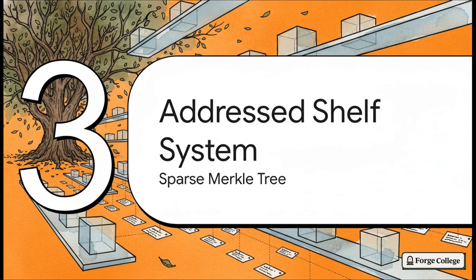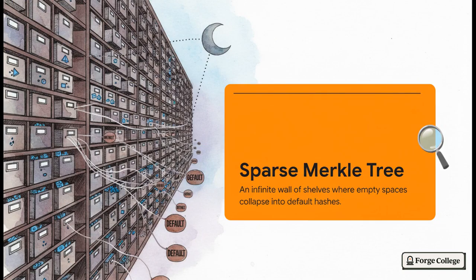Which leads us to Section 3, the addressed shelf system, or the sparse Merkle tree. But what if you have a massive data set that isn't perfectly dense? That brings us to this next architectural blueprint. The scale of this thing is kind of wild. A sparse Merkle tree is like an infinite wall of addressed shelves. It's like building a filing cabinet that reaches all the way to the moon, but leaving like 99% of the drawers completely empty. To make that actually work in practice, those empty spaces collapse into predefined default hashes.